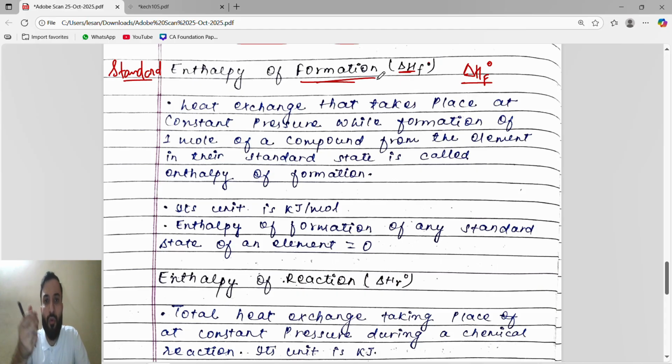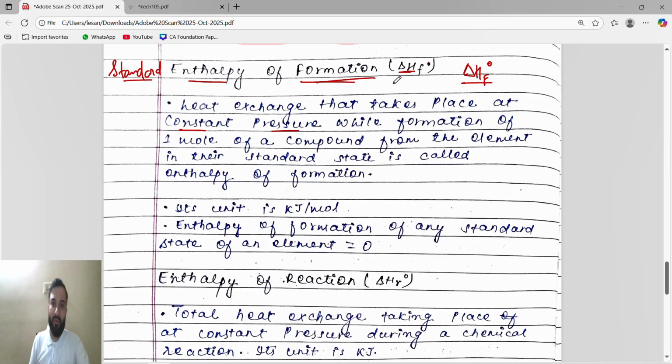Formation means we will form the product, right? From where? From the reactants. The reactants will react with each other and we will form the product. So enthalpy of formation means formation of product. Standard enthalpy of formation means heat exchange that takes place at constant pressure, obviously at constant pressure, because it is at standard condition. Standard condition means constant pressure.